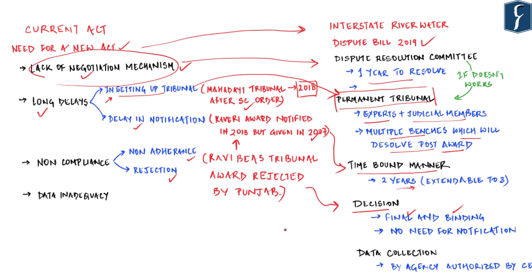Now, as far as the data collection is concerned, that has been addressed by authorizing the central government to form an agency or give a contract to any agency for maintenance of a data bank regarding fluctuating levels of water in the river. So after understanding how the Interstate River Water Dispute Bill 2019 addresses the issues plaguing the current framework, let's now understand what the Mahadai River Dispute is all about.